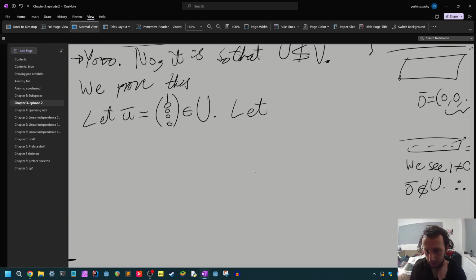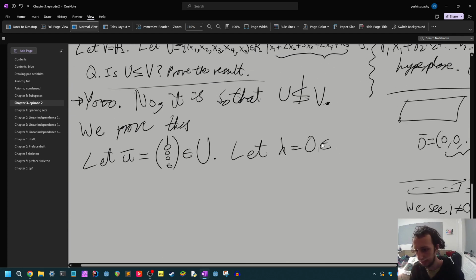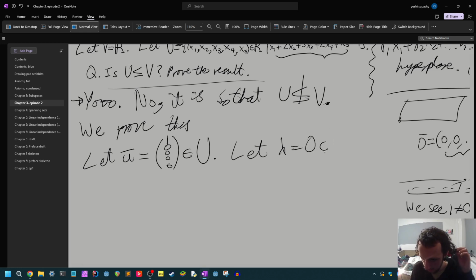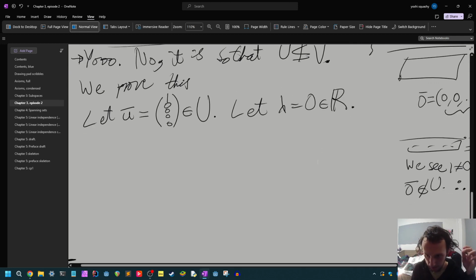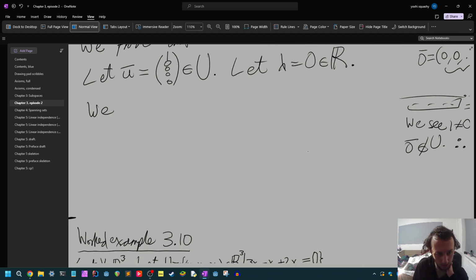Let's say let lambda equal 0, and this is why there's only really 3 examples. It gets very laborious very quickly, but we'll just rush through these examples and then you get some examples to go into your plates of mathematical knowledge. Okay, so we've got lambda equals 0 of the reals. We see lambda U equals 0, 0, 0, 0, 0.